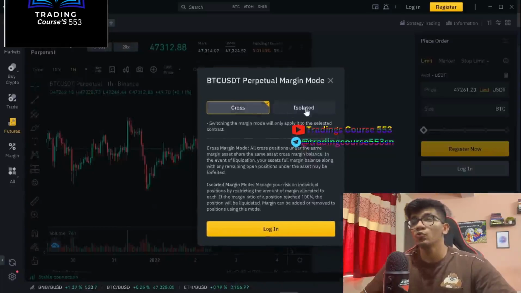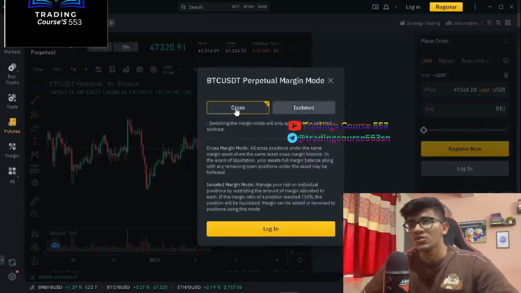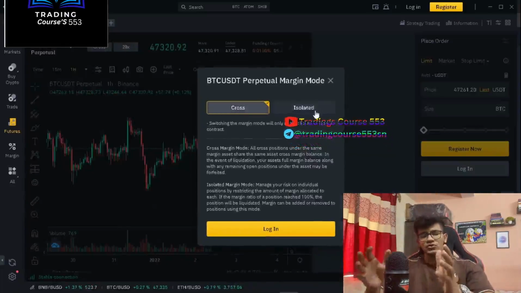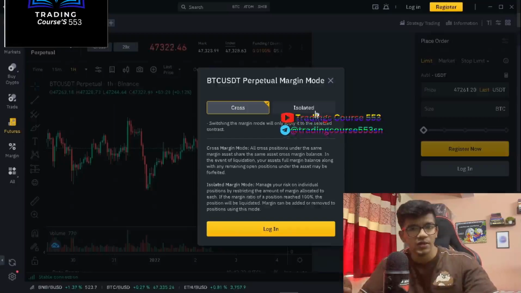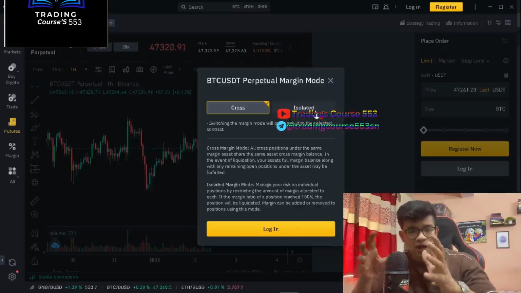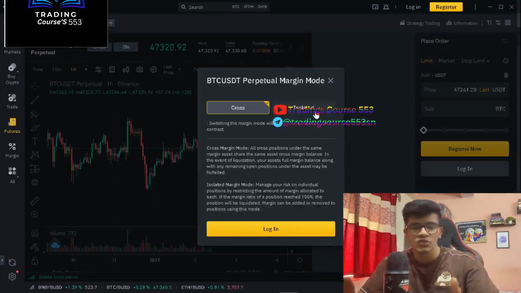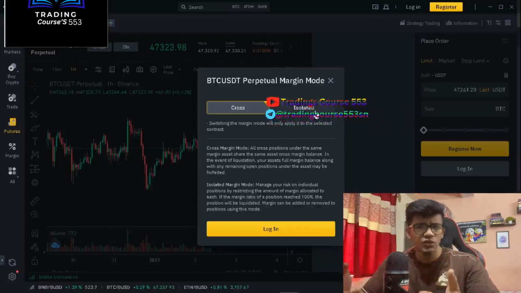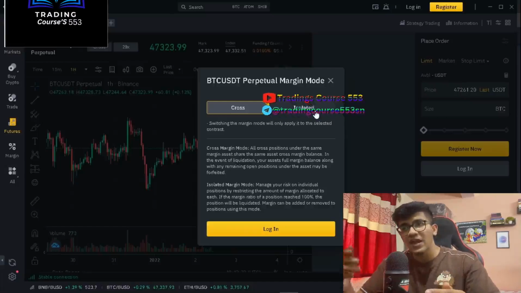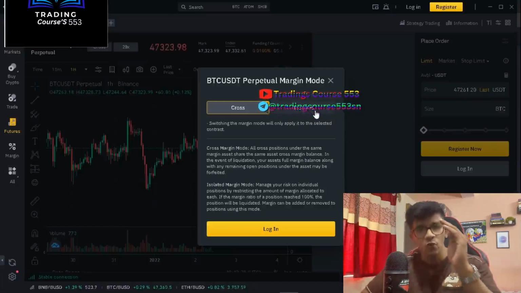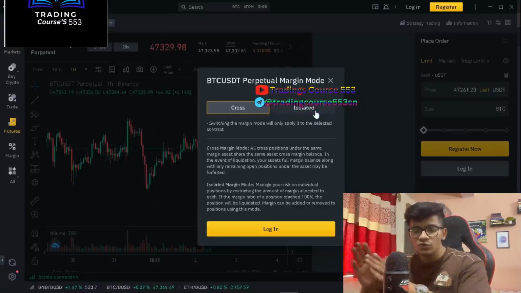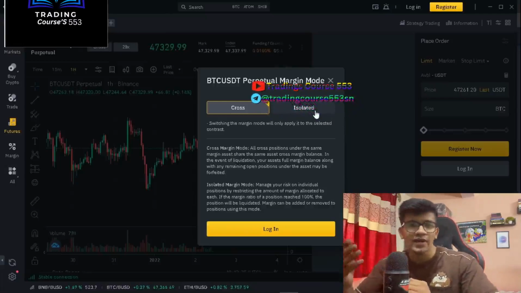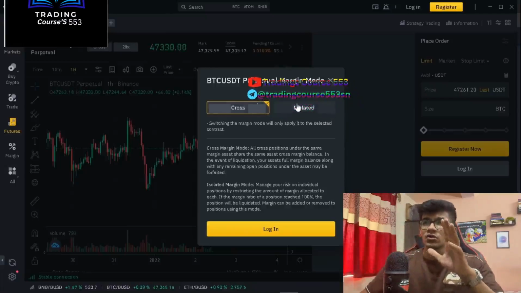Over here you have two types of margins. First is cross, second is isolated. Cross means that if you are taking a particular trade, you are putting your whole account at risk if you don't place a stop loss. For example, if I have a $10,000 account and I deploy $1,000, but I have taken a lot of leverage and the market goes against me, my whole $10,000 is at risk even though I deployed only $1,000. That is what cross margin mode is.